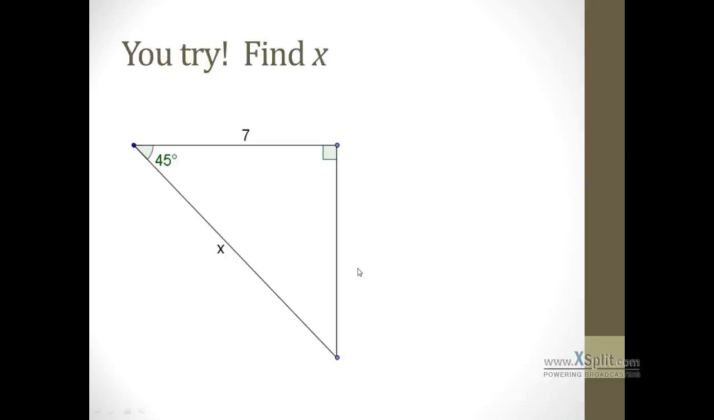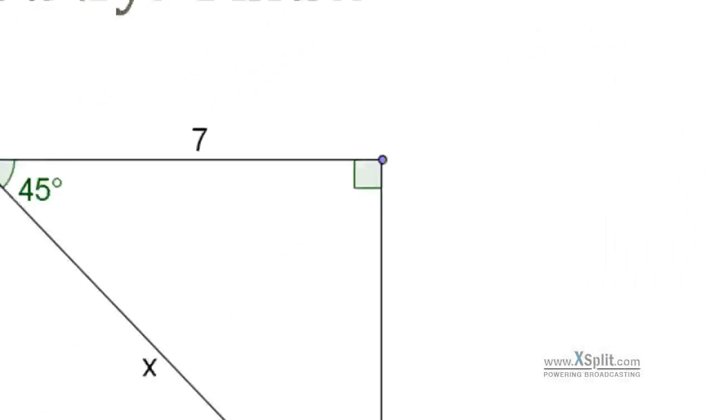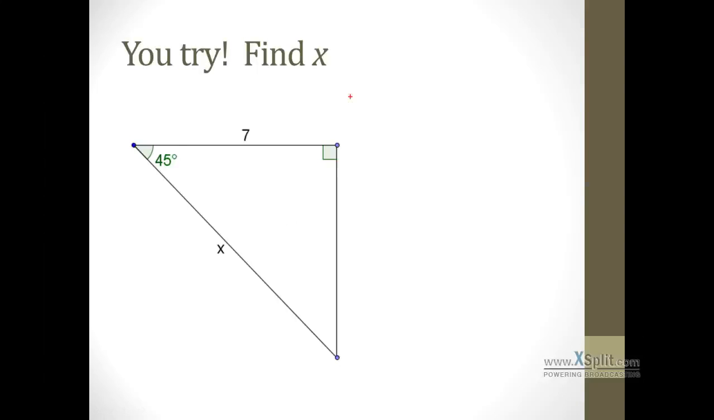If you have a moment, go and pause the video. Try to solve this one on your own. The answer, if you're going to do the shortcut method, is 7 times root 2. Something interesting happens here, though, with the values.